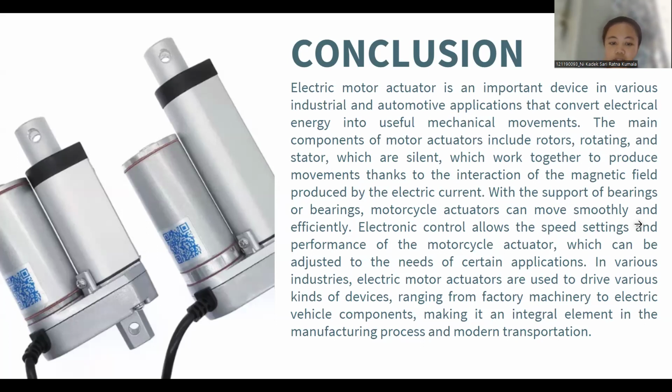With the support of bearings, the motor actuator can move smoothly and efficiently. Electronic control allows the speed setting and performance of the motor actuator to be adjusted to the needs of certain applications in various industries. Electric motor actuators are used to drive various kinds of devices, ranging from factory machinery to electric vehicle components, making it an integral element in the manufacturing process and modern transportation.